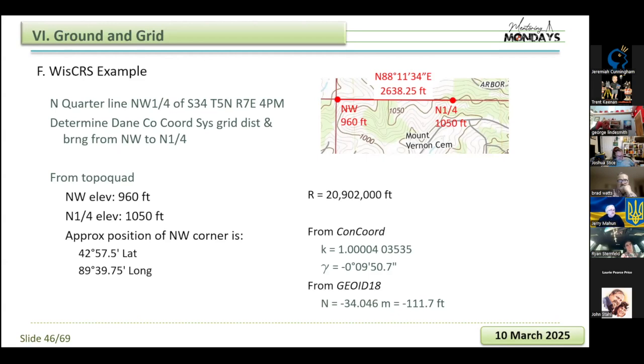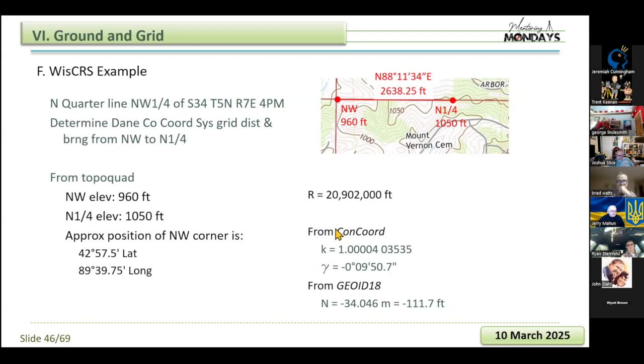Okay, for the same example that I did before, for the northwest quarter to the north quarter corner, where I reduced that to the state plane system, let's look at the effect of reducing it to the Dane County coordinate system, which is our low distortion projection for Dane County. Now, all this other stuff is still the same. Radius is still the same. Geoid height is still the same. The only thing that's different now is we're dealing with the low distortion projection. So I had to run these approximations through Concord to get the scale factor and the convergence at that point.